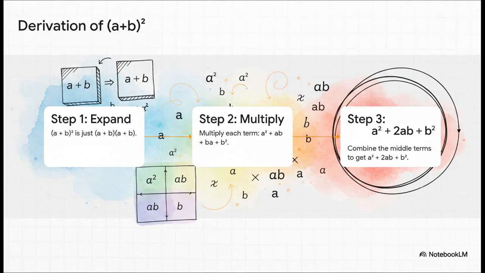And this slide just breaks it down so perfectly. Squaring something? That's just multiplying it by itself, right? So you multiply a plus b by a plus b, combine the like terms in the middle, and there it is, a squared plus 2ab plus b squared. See? No magic at all, just straight up logic.